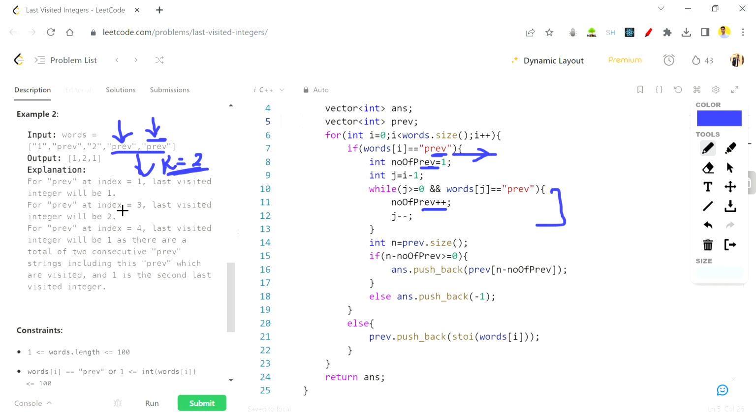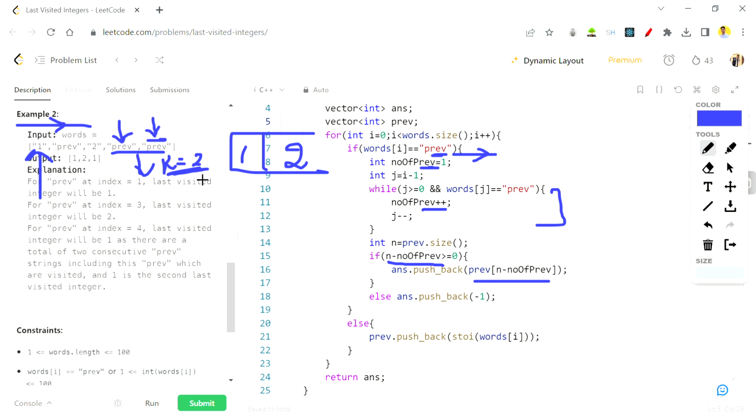Also I'm going to check, while I'm iterating through the array, I'm going to store all the numbers in a vector so that I'm able to efficiently return the kth last element. In case a valid index is found, for example k equals 2, here we will be having 1. So I'm going to push back that element.